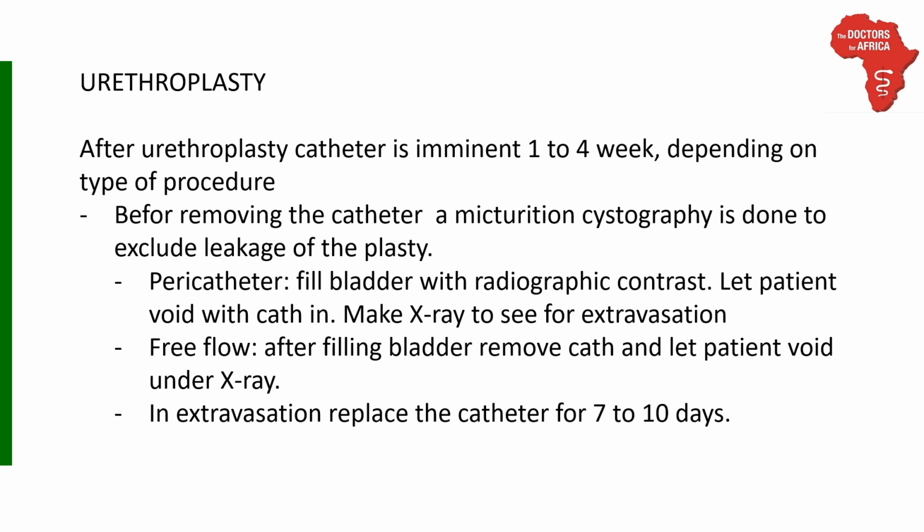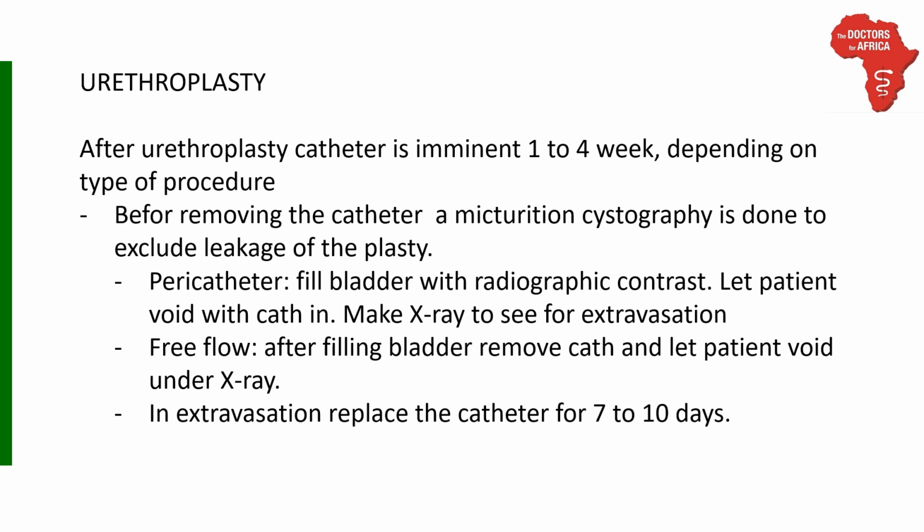After urethroplasties, the catheter is in place for 1 to 4 weeks, depending on the type of procedure and the advice of the surgeon. Before removing the catheter, a micturition cystography is done to exclude leakage of the plasty. You can do that with a pericatheter.